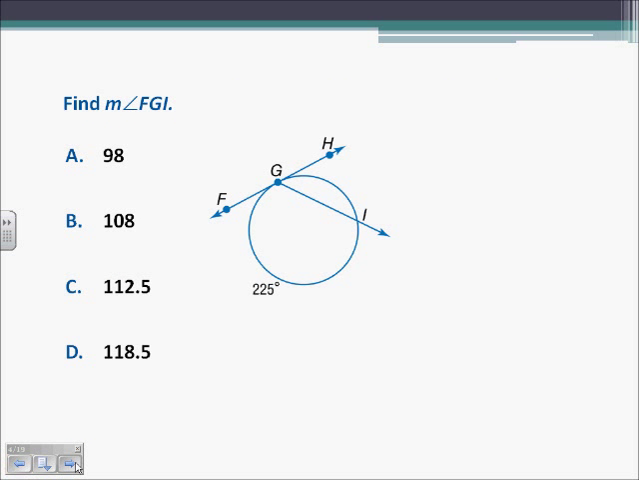Find the measure of angle FGI. We know the intercepted arc is 225, and we know angles are going to be half of their intercepted arcs. So FGI is going to be half of 225, so that's going to be 112.5, which is letter C.